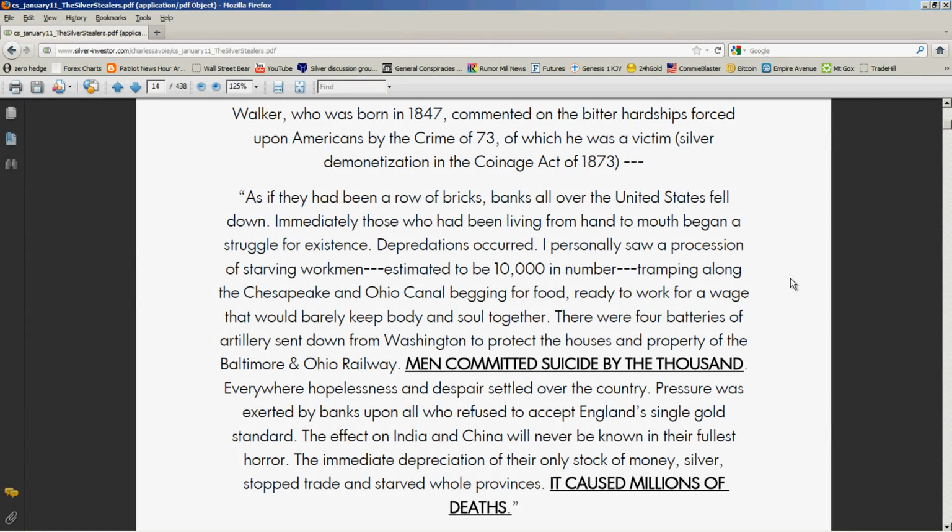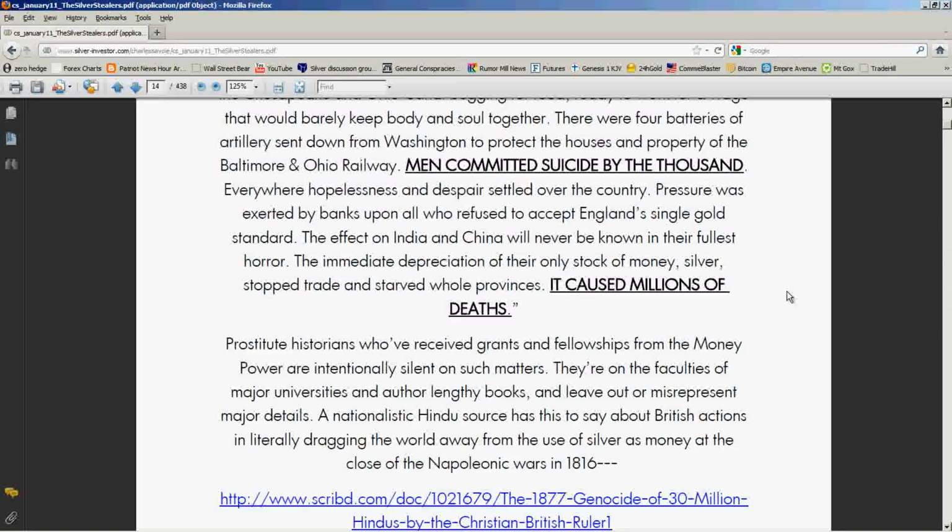There were 4 batteries of artillery sent down from Washington to protect the houses and the property of the Baltimore and Ohio Railway. Men committed suicide by the thousand. Everywhere hopelessness and despair settled over the country. Pressure was exerted by banks upon all who refused to accept England's single gold standard. The effect on India and China will never be known in their fullest horror. The immediate depreciation of their only stock of money, silver, stopped trade and starved whole provinces. It caused millions of deaths.